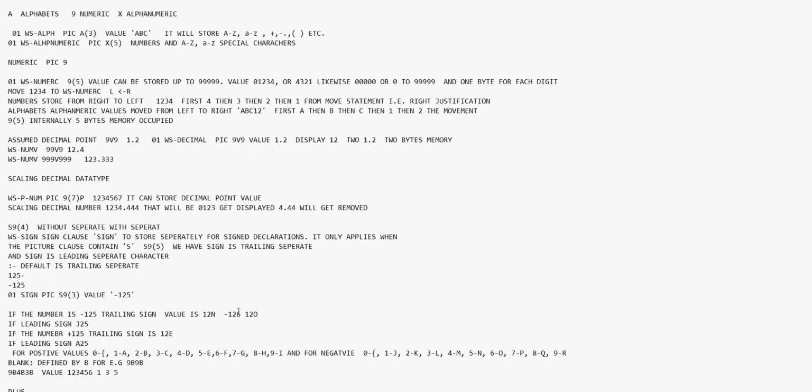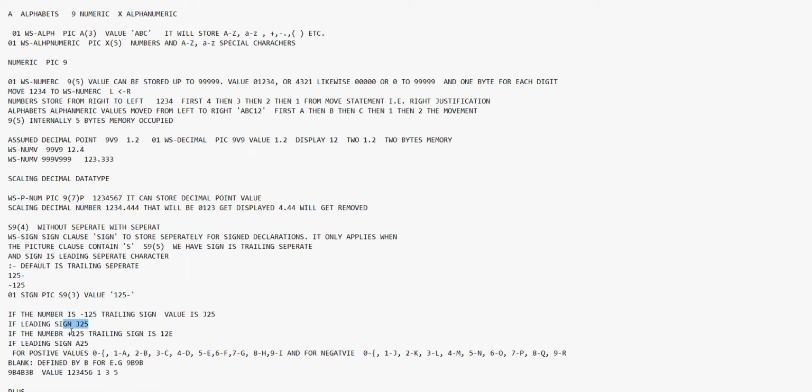And again, if this minus sign is stored leading, in that case it will be N25. Do remember this one, got it? And if it is leading, I have given J25, because J means 1, sorry, I gave it wrong here. J25, do remember.